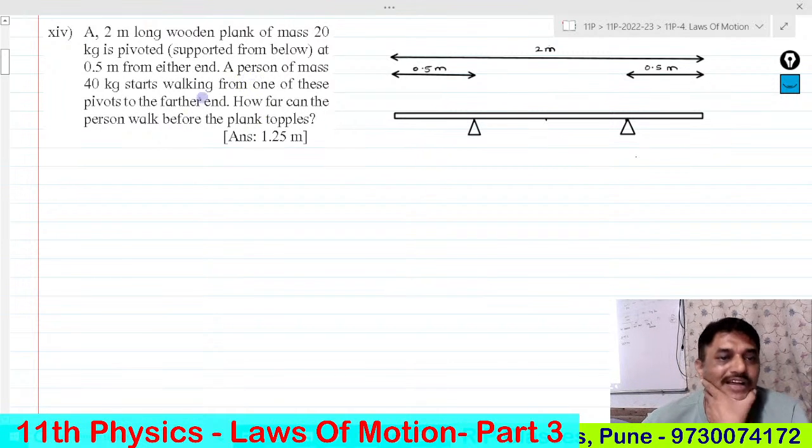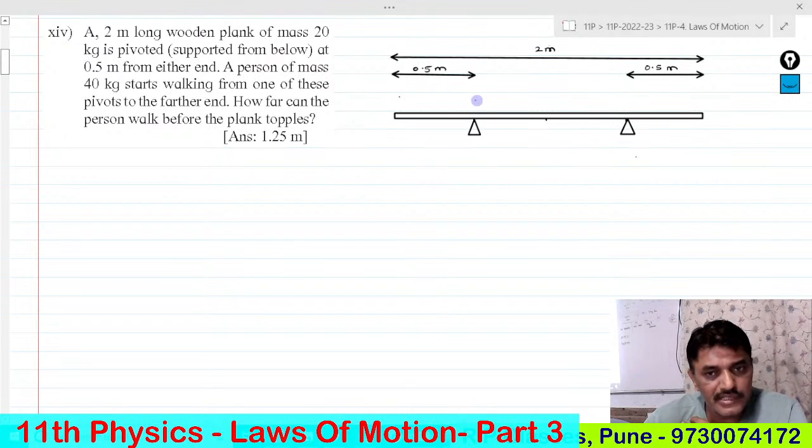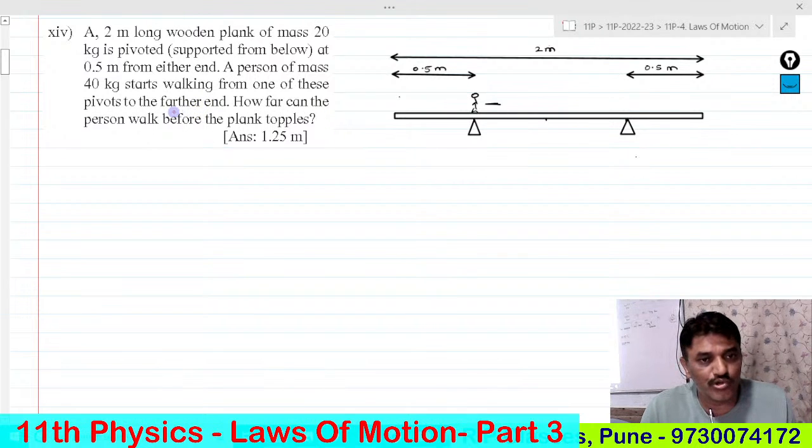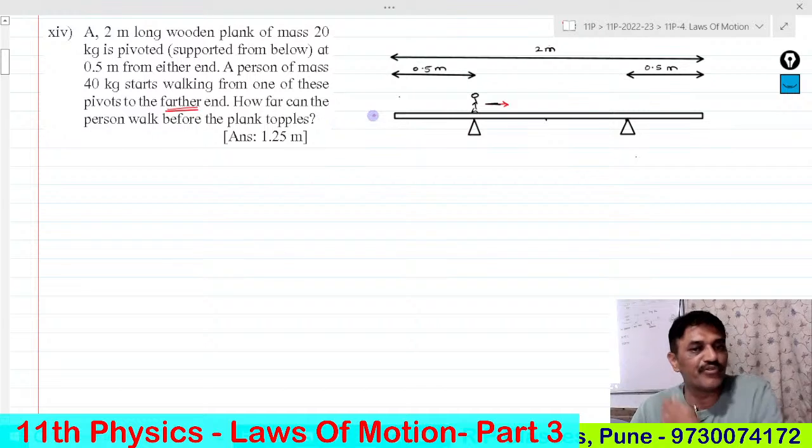And then a person of mass 40 kg starts walking from one of these pivots. So from here the person starts walking. He walks towards the other end, the farther end, meaning the distant end. So he starts walking in that direction. Is that clear? How far can the person walk before the plank topples?